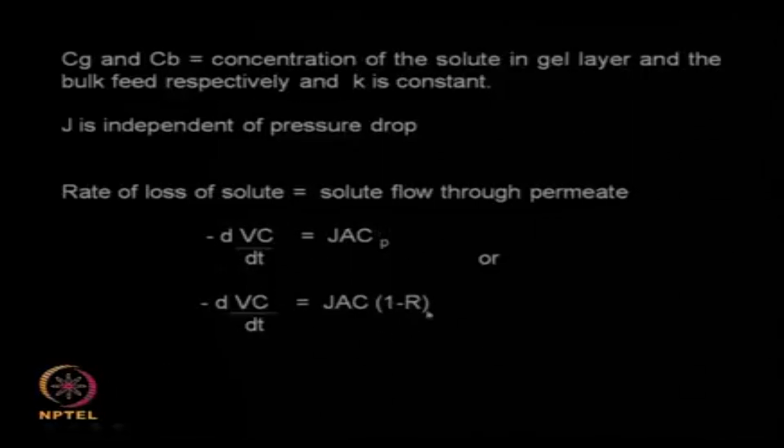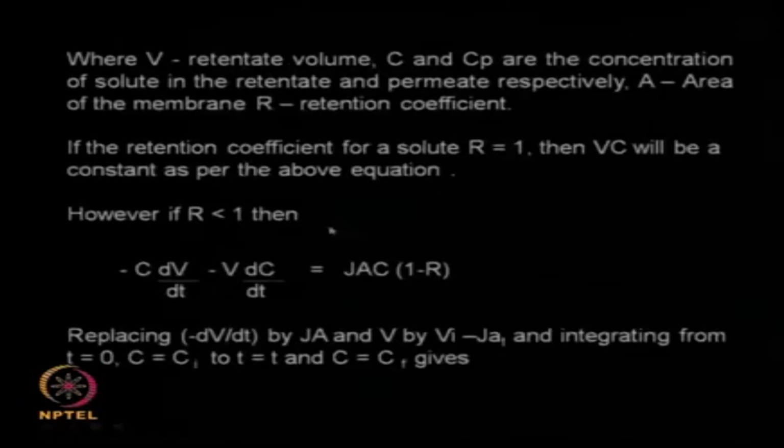Because 1 minus R will become 0. If R is less than 1, then we can take C outside and have dV/dt, or we can take V outside, then it will become dC/dt. This is equal to J A C (1 minus R). This is for R less than 1, that is the retention coefficient. Now dV/dt can be replaced by J into area, J is your flux, A is your area.